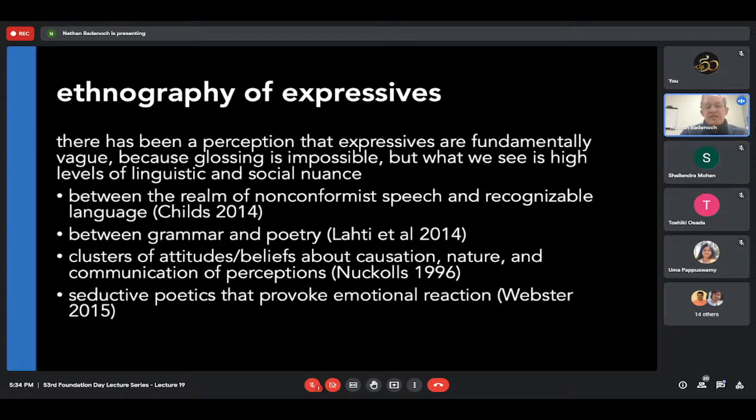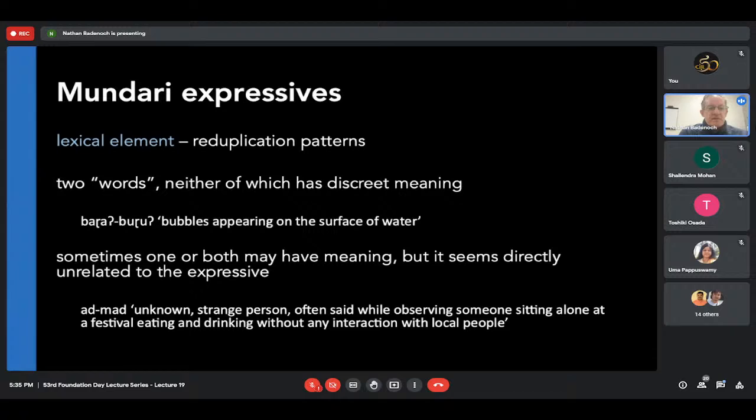And because of this great range and depth of nuance, there's a need for ethnographic approaches to studying expressives, which raises the question, how do we define them? I don't want to say too much about defining them. However, a little bit of consideration of this will help get a general grasp of what they look like and what they do. This is work that was started by Professor Osada many, many years ago when he started working on Mundari expressives, and has been our working guideline for identifying and considering expressives in our work.